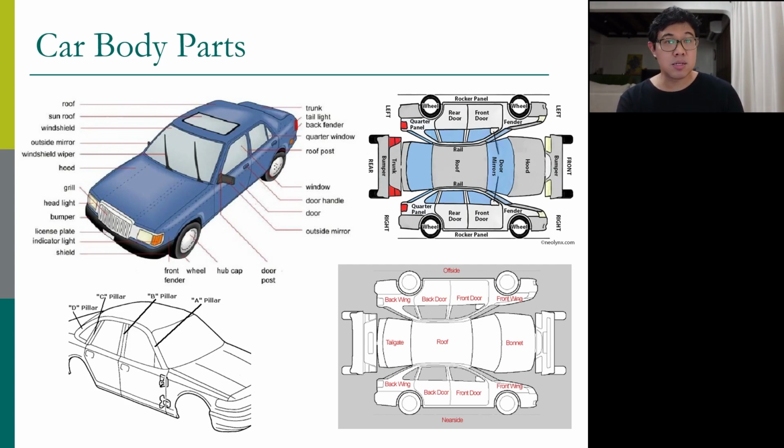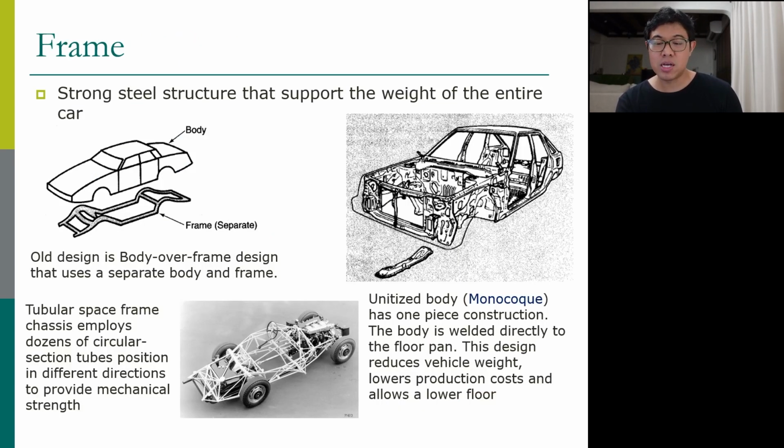The next component of the car is frame. So frame is basically the strong steel structure that supports the weight of the entire car, except some weight like wheels, like tire. But most of the weight is supported by this frame. Okay, there are different types of frame.